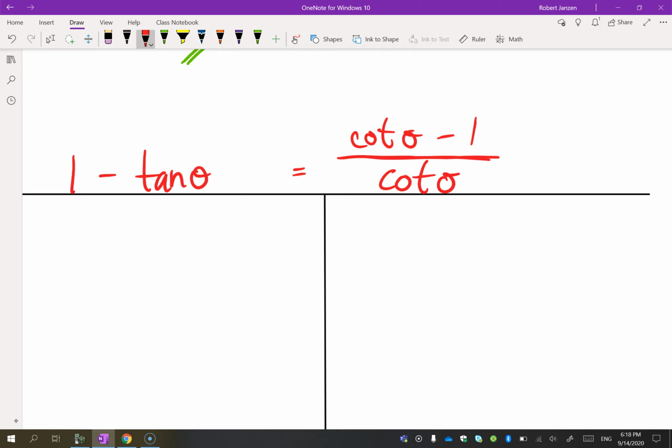Well, we have a couple of choices here. We could try and change the cotan to cosine over sine. Okay, that works. All right. Another thing we could do is we could take this cotan and divide it into both of these numerators. Okay, there's usually more than one way to prove an identity.